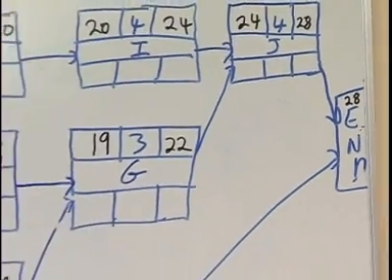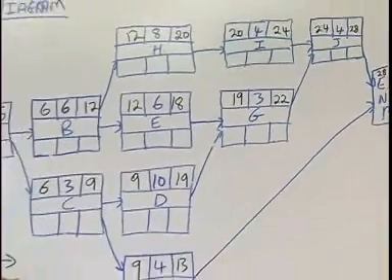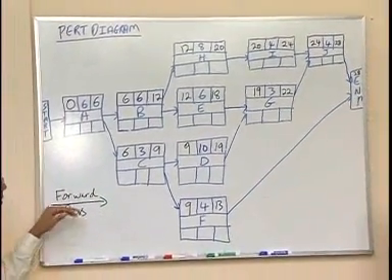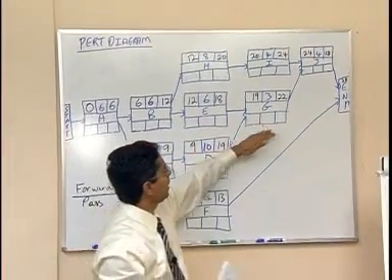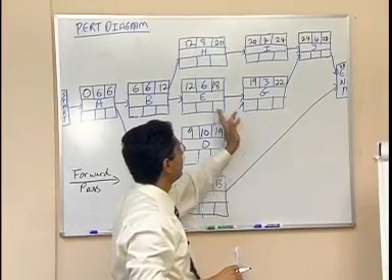Now this is called your forward pass. Again, when you have two arrows coming into any activity, you must use the larger of the two.